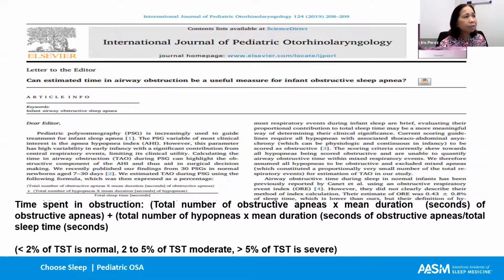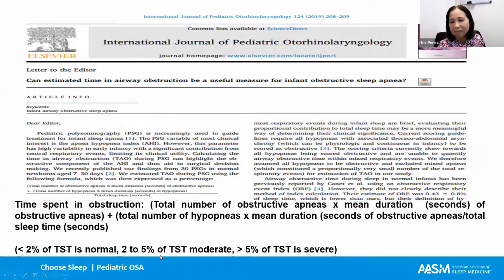So based on their study, time spent in obstruction was calculated as the total number of obstructive apneas times the mean duration in seconds, plus the total number of hypopneas times the mean duration in seconds of obstructive hypopneas, over the sleep time in seconds. And what the authors recommend is that less than 2% of total sleep time will be considered as normal in the absence of sleep disruption or gas exchange abnormalities.